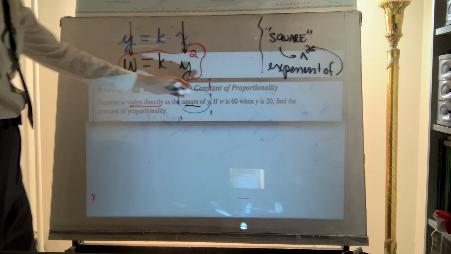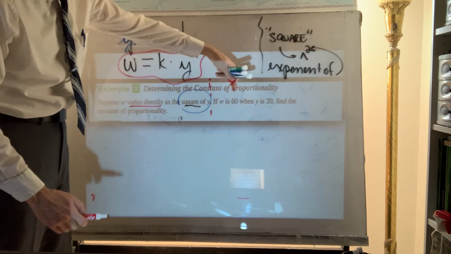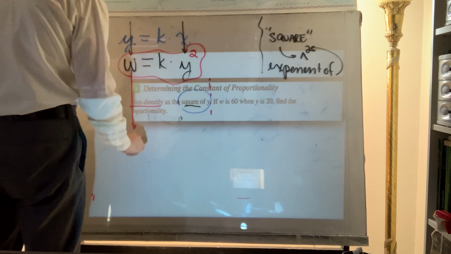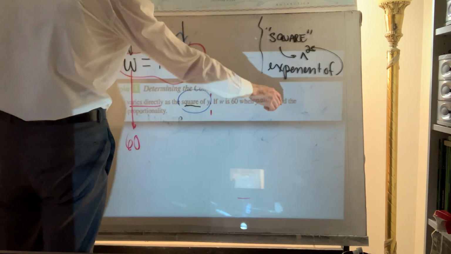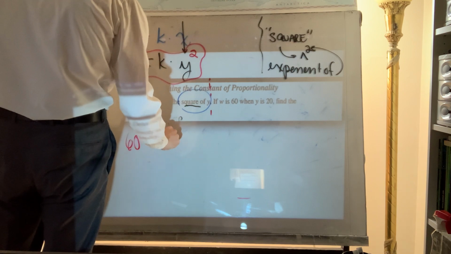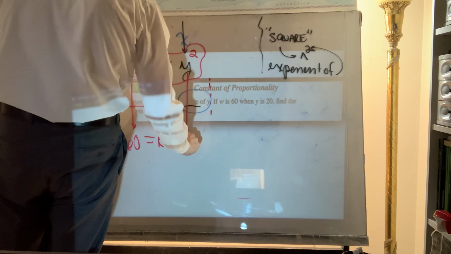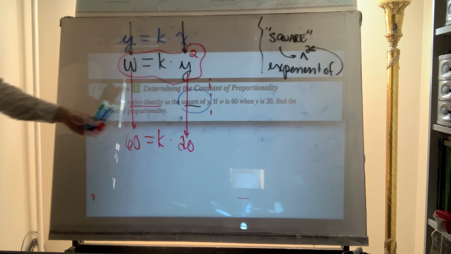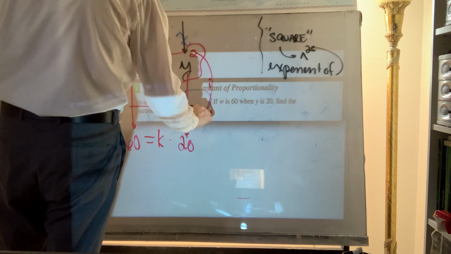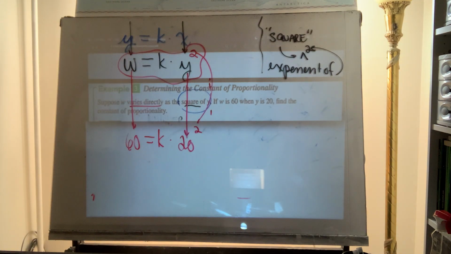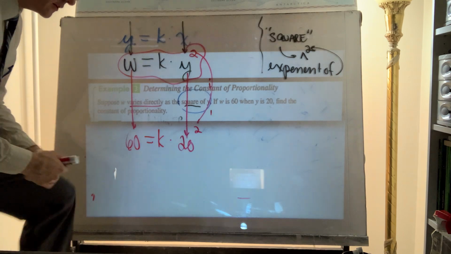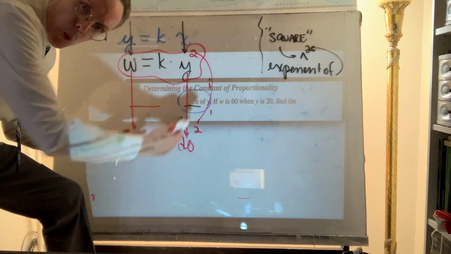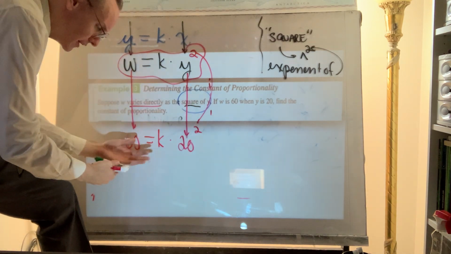Now we're going to answer given some specifics here. If W is 60, then in place of W, we're going to stick 60, when Y is 20. Find the constant of proportionality. This is still squared, so we have this to work with. This is an equation, which means that in order to solve for k, we're going to have to move stuff around, and we do that via opposite operations.